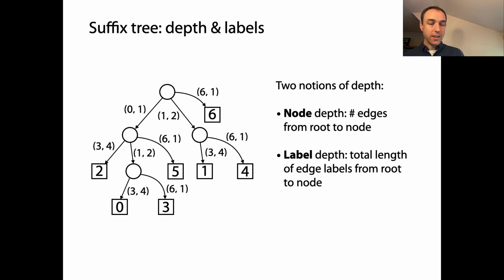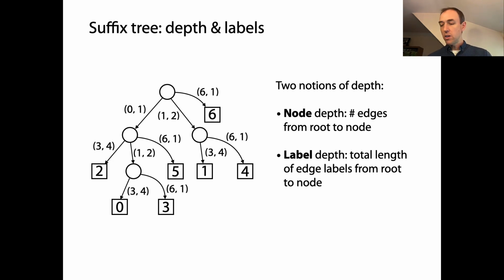The notion of depth now is a little bit more confusing. There's two different kinds of depth that we could be talking about. One that corresponds to the node depth in this new tree, and the other that corresponds more to the notion of depth that we had before with the suffix trie. And so I'm going to distinguish them. I'm going to give them different names.